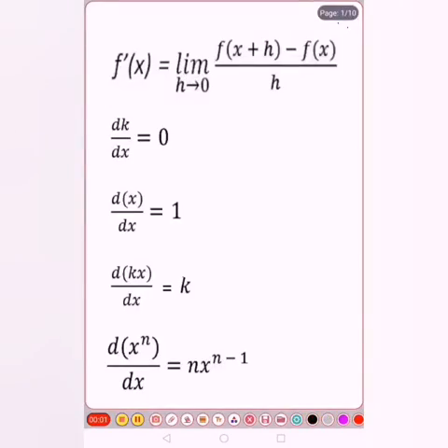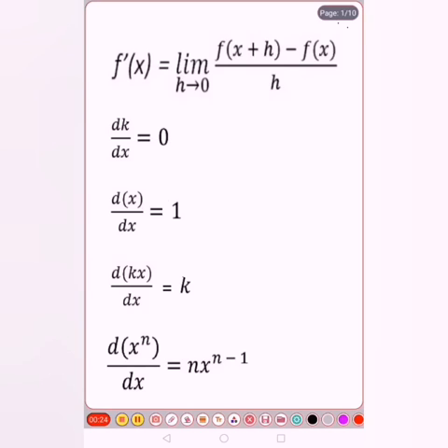Hello friends, today we are going to discuss all the formulas in differentiation. Now we will start with the basic formula to find derivatives, that is f'(x) equals limit h tends to 0 of f(x + h) minus f(x) divided by h.